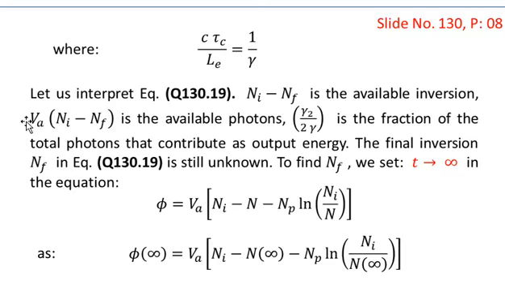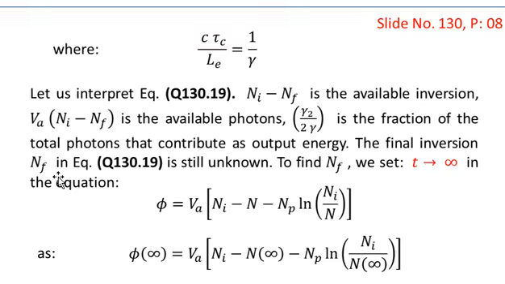So multiplying with Va will give you the available number of photons, and gamma 2 over 2 gamma is the fraction of the total photons that contributes to the output energy. And you know that gamma 2 is the losses due to the output mirror, and gamma is the total loss. So this is the ratio of the two losses, and we can say that this gives you the fraction of the photons that contributes as output energy.